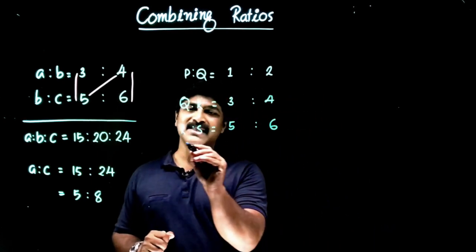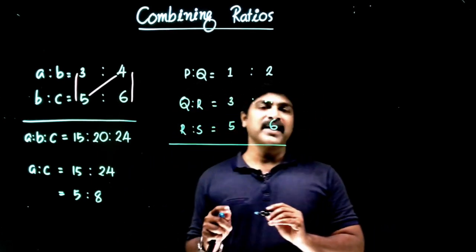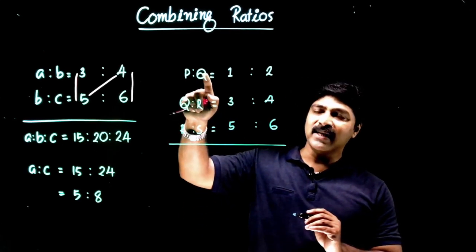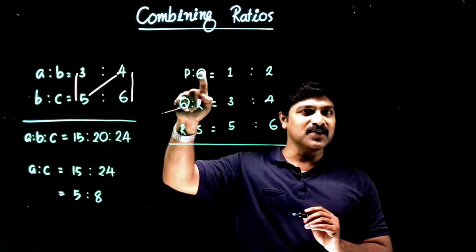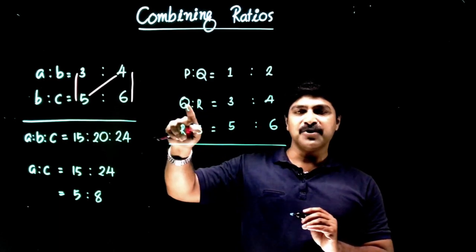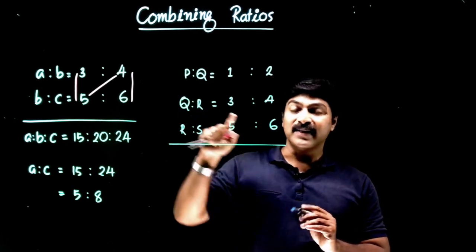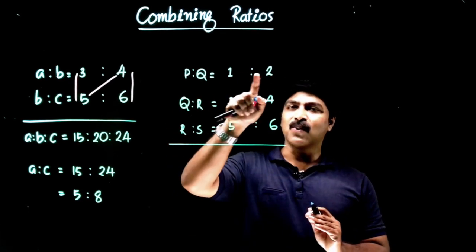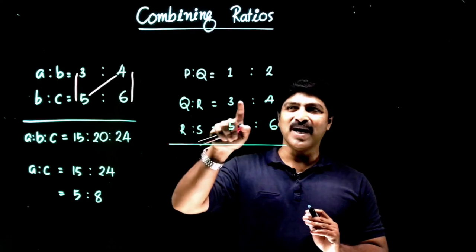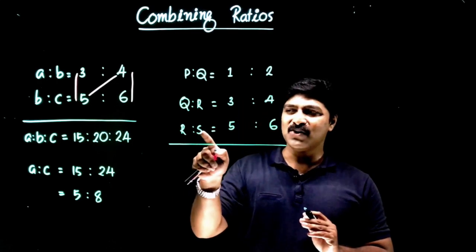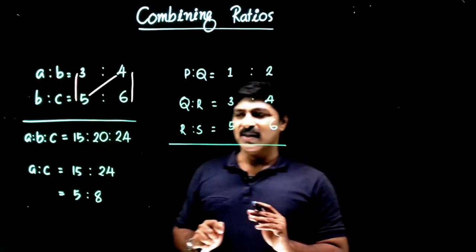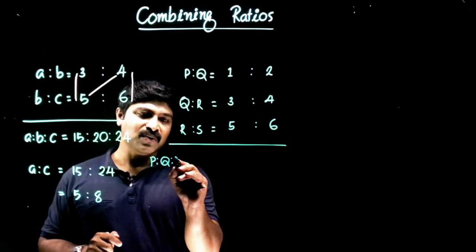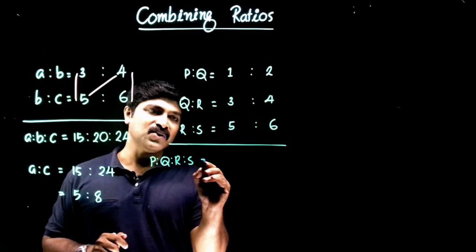So there, the easy way. While combining these three ratios, the very important point is that the end value here, algebraically Q, should be the same as the starting value here. Then only we can combine the ratios together. So P is to Q, 1 is to 2, Q is to R, 3 is to 4, R is to S, 5 is to 6. Then we are going to find out what P is to Q is to R is to S is.